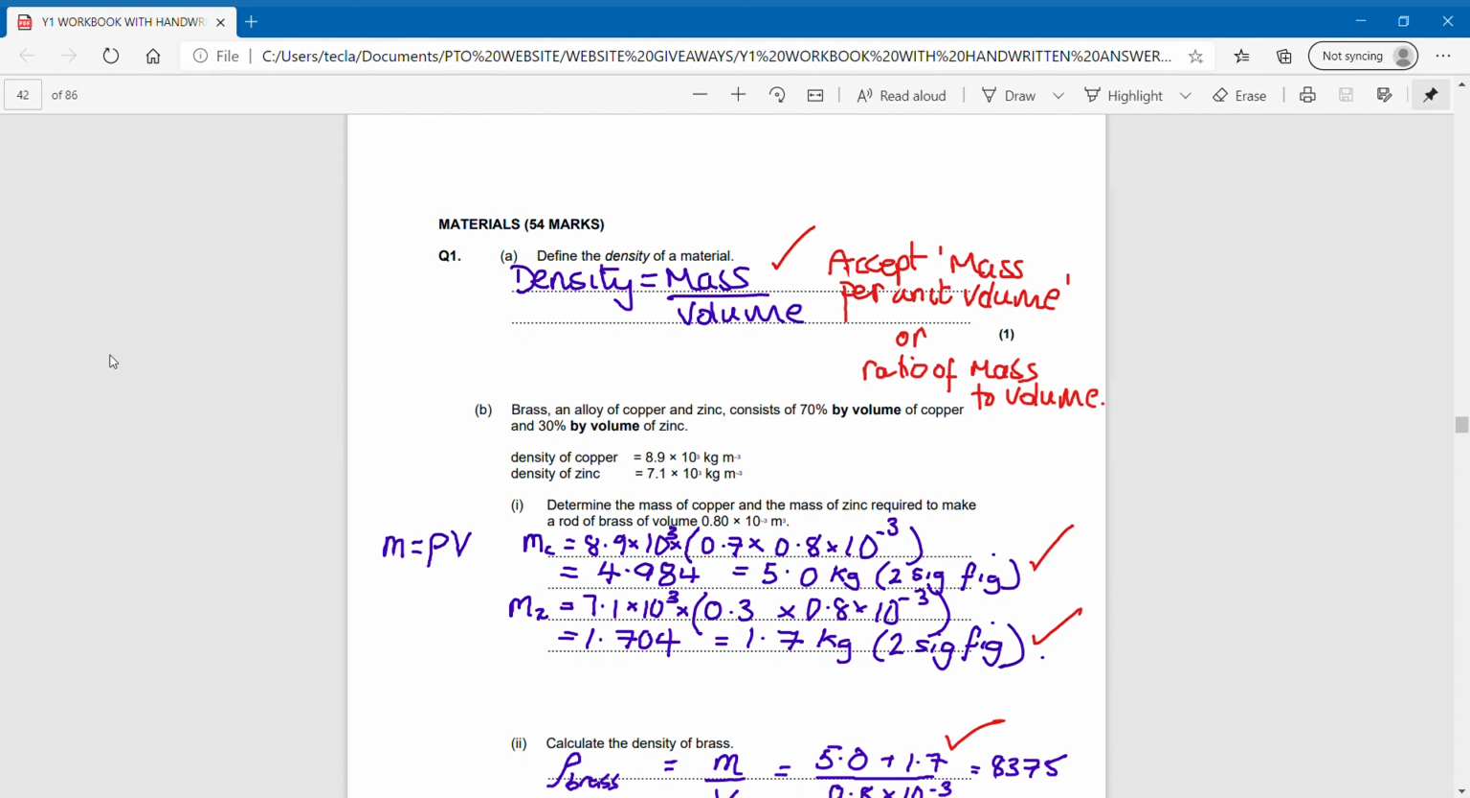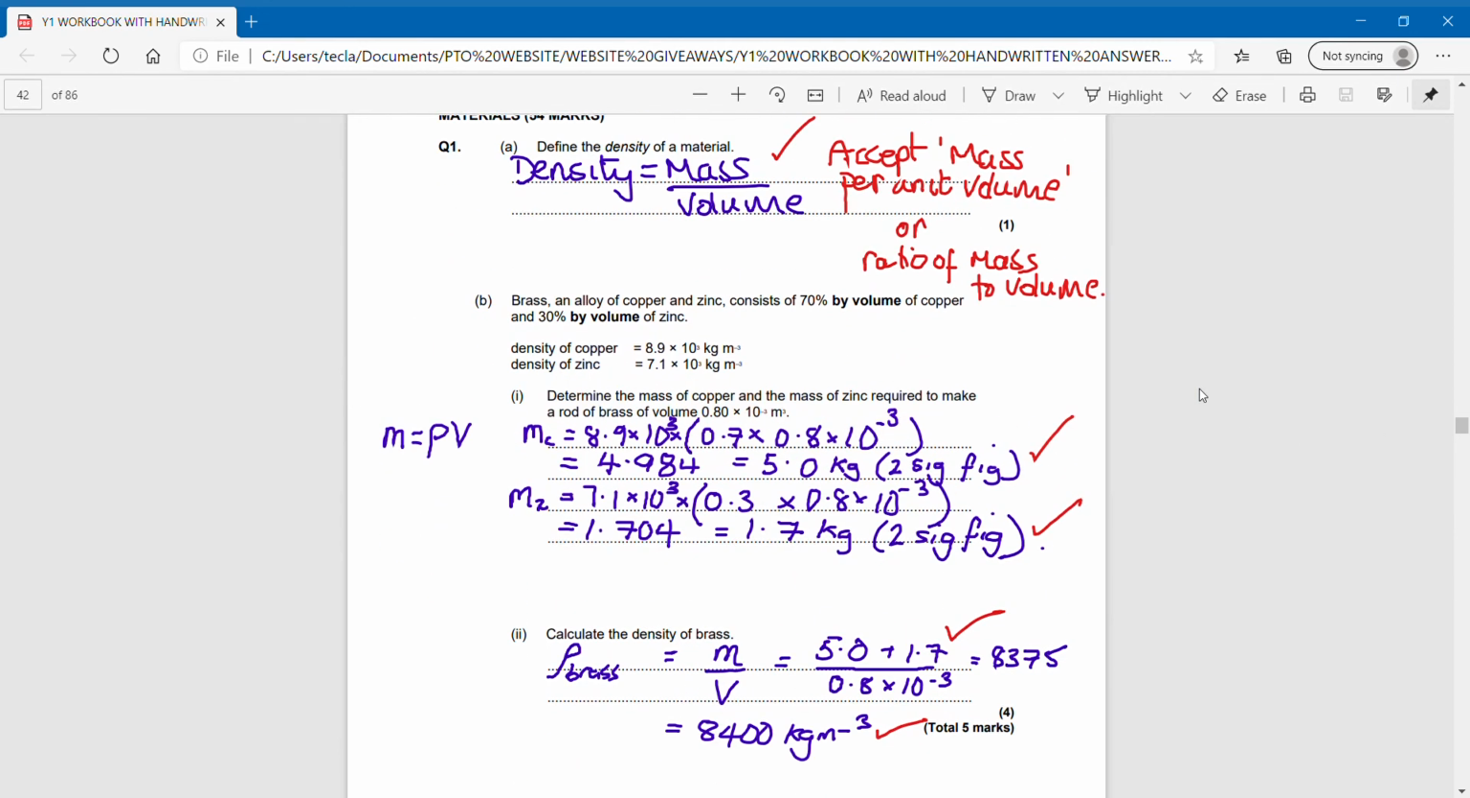So question 1 on the materials section. Part A, define the density of a material. So density equals mass divided by volume, or mass per unit volume, or the ratio of mass to volume. Part B.